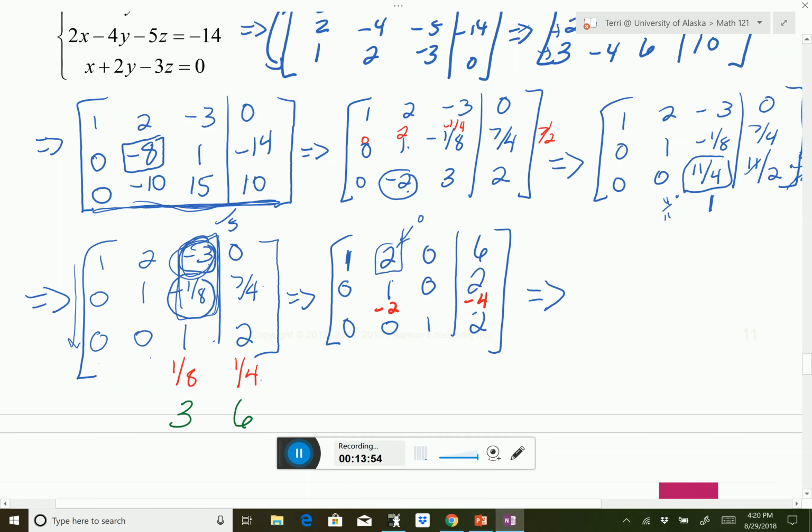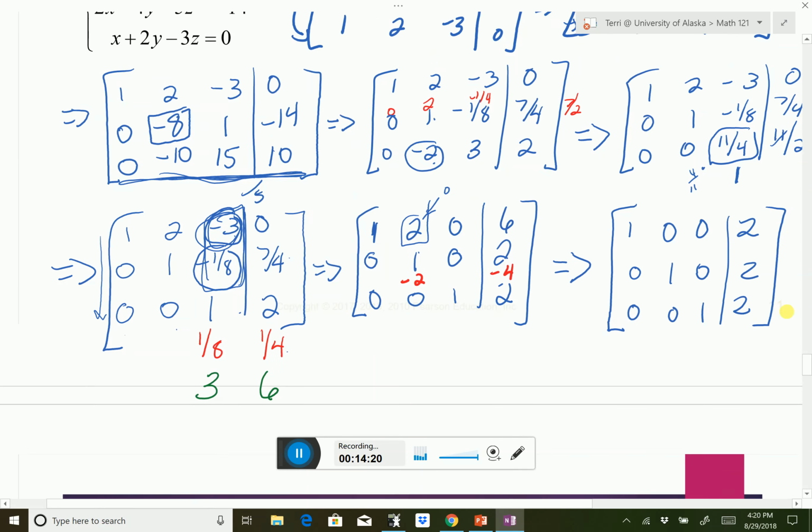And what happens to this? We have 0, nothing changes there. In fact, the bottom one doesn't change. The second one doesn't change. The top's the only thing that's going to change. This first one's not going to change. 2 minus 2 is 0. 0 plus 0 is 0. 6 minus 4 is 2.